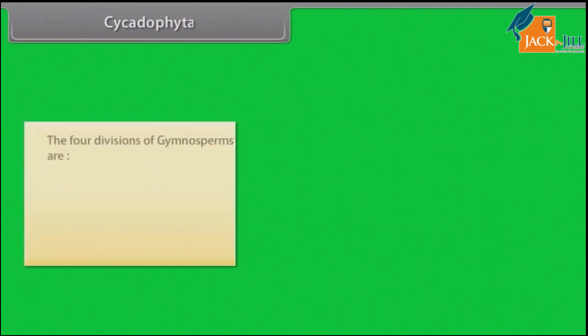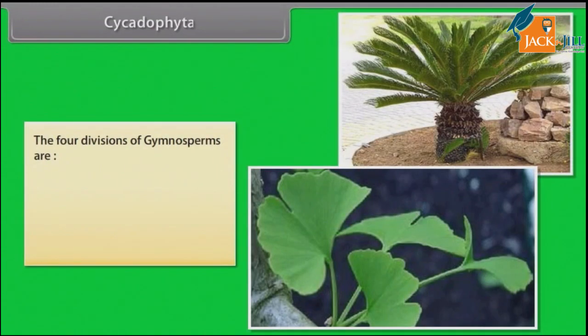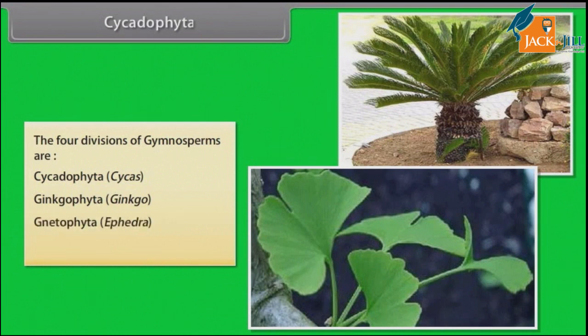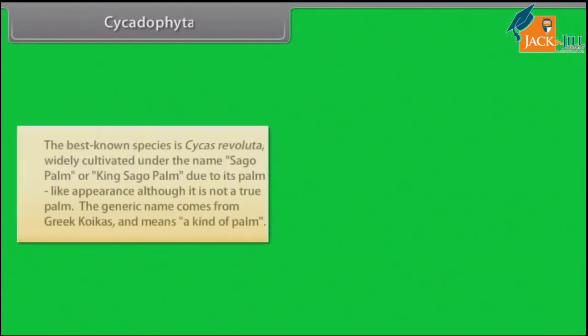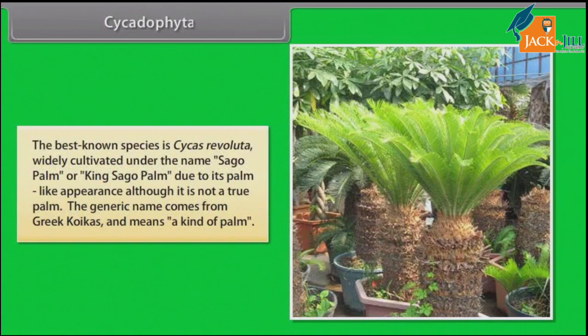Cycadophyta. The 4 divisions of gymnosperms are Cycadophyta, Cycas; Ginkgophyta, Ginkgo; Gnetophyta, Ephedra; Coniferophyta, Pinus. The best-known species is Cycas revoluta, widely cultivated under the name sago palm or king sago palm due to its palm-like appearance, although it is not a true palm. The generic name comes from the Greek koikos and means a kind of palm.